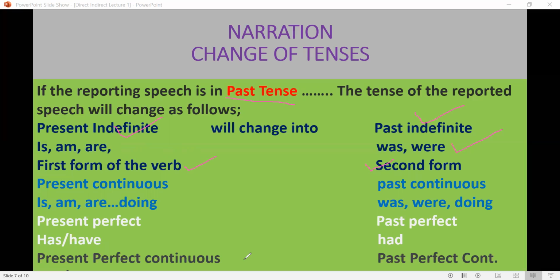Present perfect, with has, have, will be changed into past perfect, means has, have will be changed into had, and third form, obviously. Present perfect continuous will be changed into past perfect continuous, means has been doing will be changed into had been doing. Have been working will be changed into had been working.